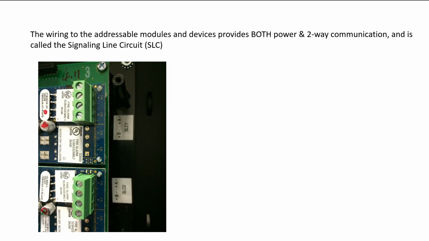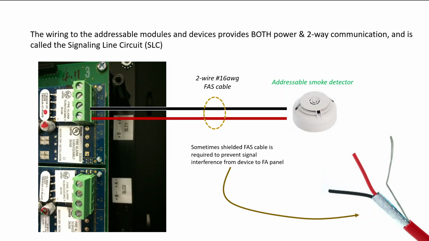The wiring to the addressable modules and devices provides both power and two-way communication and is called the signaling line circuit, or SLC for short. We can see here the SLC terminals of an addressable fire alarm system shown on the base, SLC1 and SLC2. Usually, we're using a smaller gauge FAS or fire alarm system cable to prevent signal interference from a device to the fire alarm panel. And sometimes it's shielded and sometimes it isn't. Kind of depends on the specifications of the job and what the engineer requires.